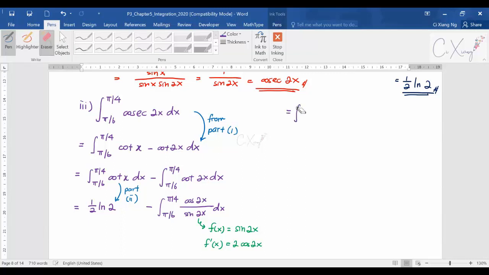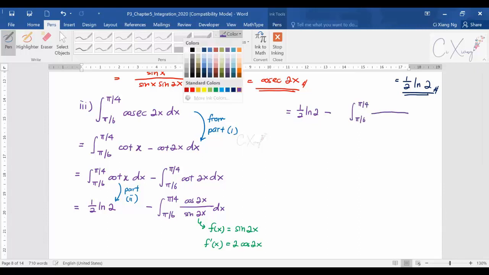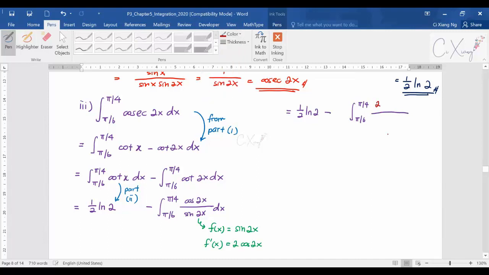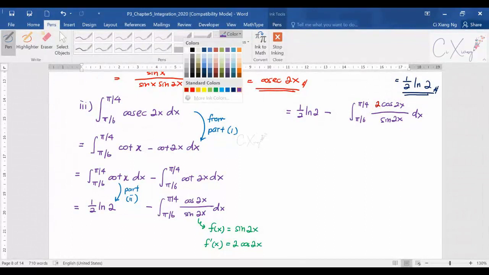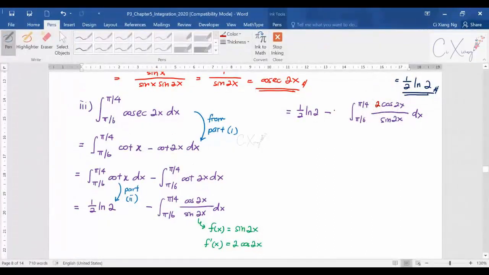Alright, so I have half ln 2 minus. I want to have the f prime x on top, therefore I need to do the adjustment. I will need to multiply by 2 so that I will get 2 cos 2x. Alright, so if you look at this one, then you already have the f prime x over f x pattern. Since you do the adjustment here, you multiply 2 inside, therefore, outside to make it balance, you have to divide by 2 also. So from here, very obvious, you can see that this is f x, and this is the f prime x on top.